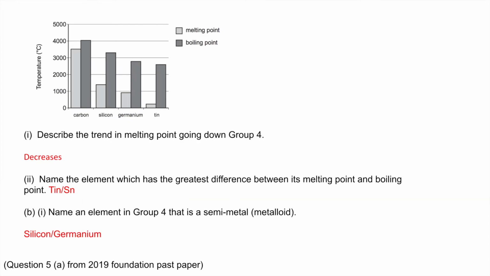Now, to describe the trend in the melting point going down group 4, it obviously decreases going down the group. Now name the element which has the greatest difference between its melting point and boiling point, again just look at the graph, it'll be fairly obvious. That's the large difference with tin. And name an element of group 4 that is a semi-metal or metalloid. Now there are 2 correct answers to this, either silicon or germanium.